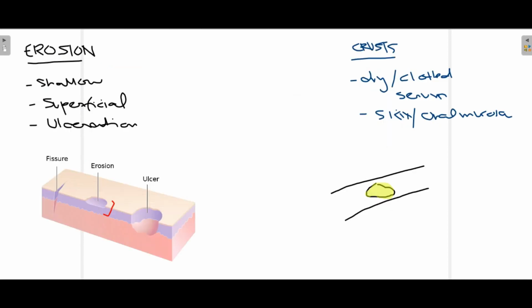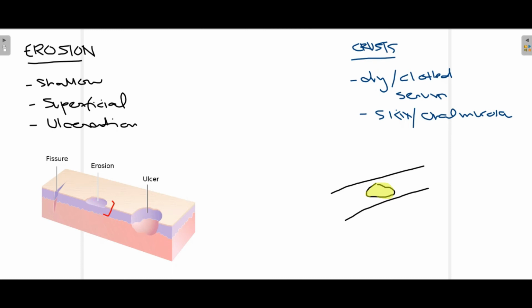Moving on towards two more descriptive terminologies, which are erosion and crusts. Erosion is basically a superficial lesion which is shallow in nature, and there is some ulceration present. You can see in this picture how superficial and shallow this particular pathology is, and since there is a break in the epithelium, there is ulceration present as well.